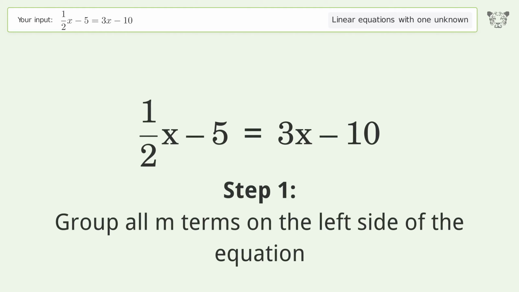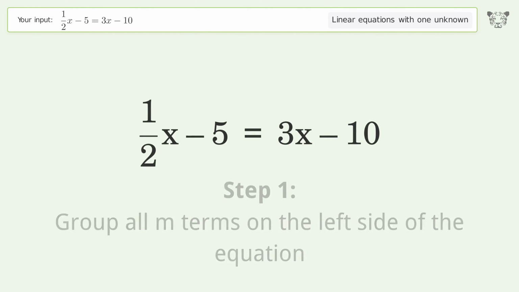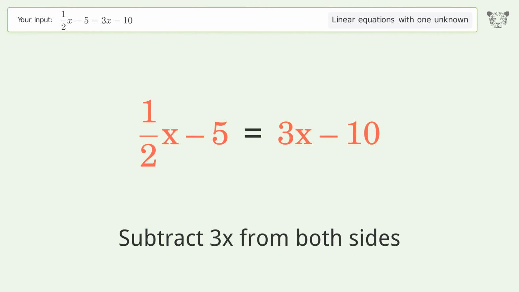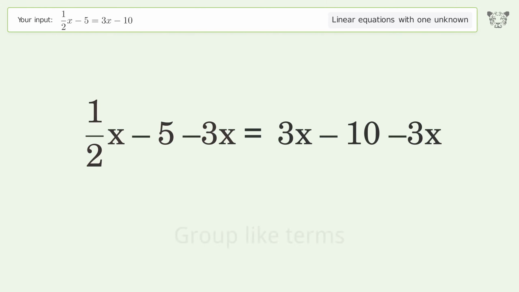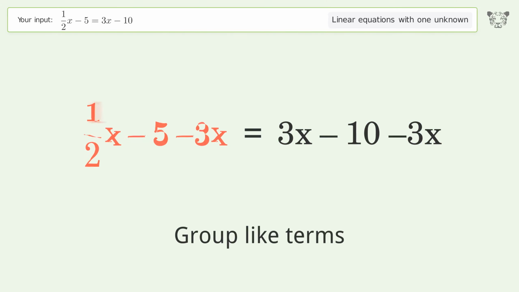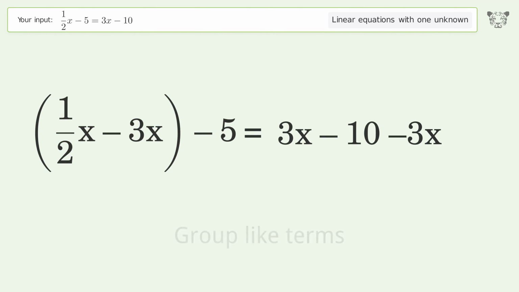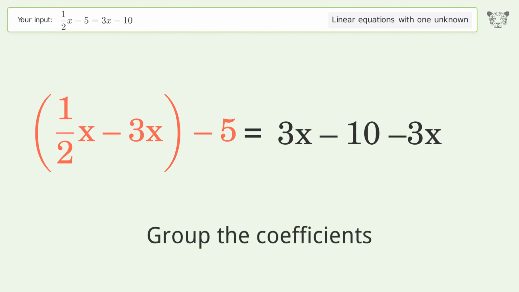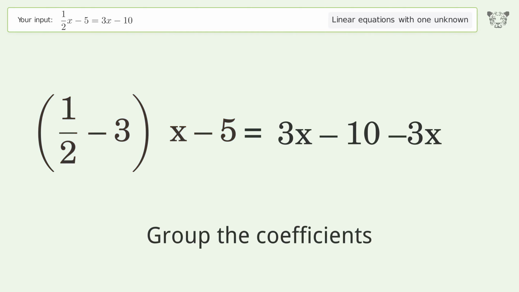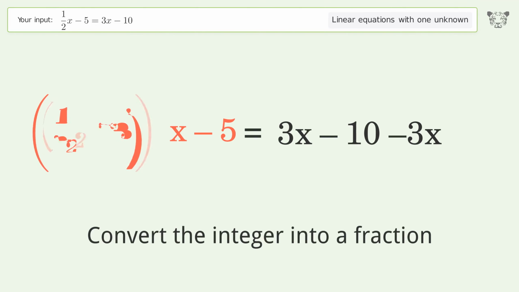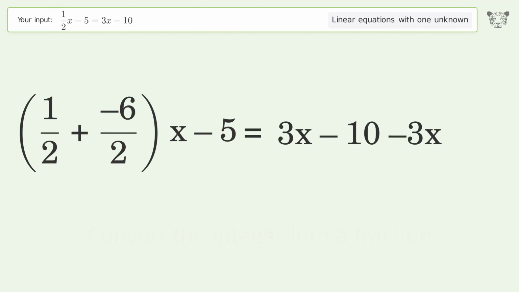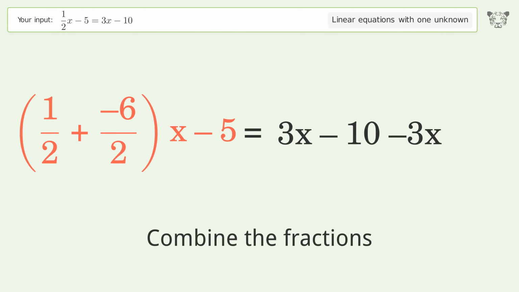Group all m terms on the left side of the equation. Subtract 3x from both sides. Group like terms. Group the coefficients. Convert the integer into a fraction. Combine the fractions.